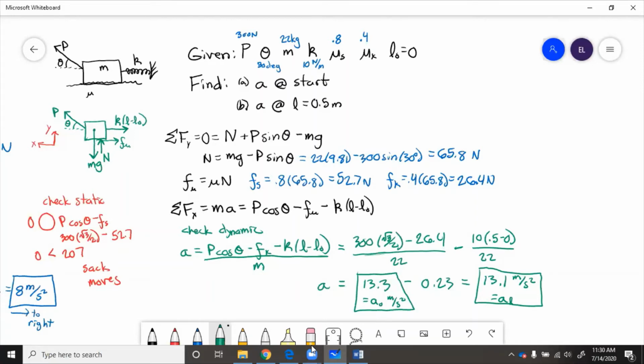At first, the spring has not stretched anything, so acceleration will be greatest. It's at 13.3. And then as the spring starts to stretch, the acceleration decreases because the spring is pulling back against the person. So after a half meter stretch, it came out to be 13.1 meters per second squared, which is lower, so that's good.